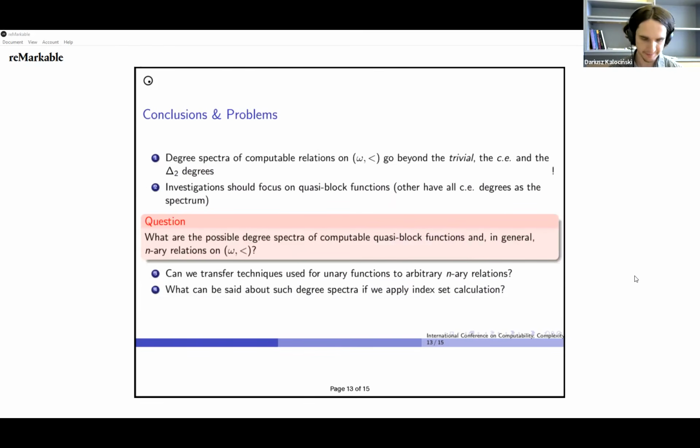Okay, let me summarize with some conclusions and problems. The main conclusion is that the degree spectra of computable relations on natural numbers with standard order go beyond the spectra that were known so far, the trivial ones: all C degrees and all delta 2 degrees. And this is this kind of weird degree spectrum that we have constructed.